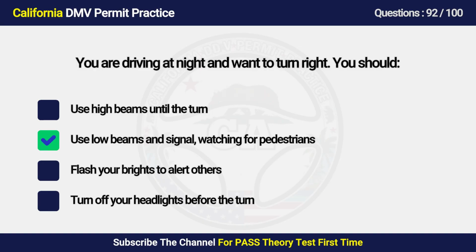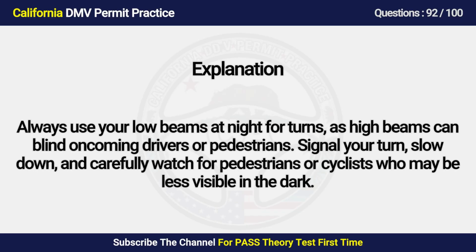Answers is B. Use low beams and signal, watching for pedestrians. Always use your low beams at night for turns, as high beams can blind oncoming drivers or pedestrians. Signal your turn, slow down, and carefully watch for pedestrians or cyclists who may be less visible in the dark.